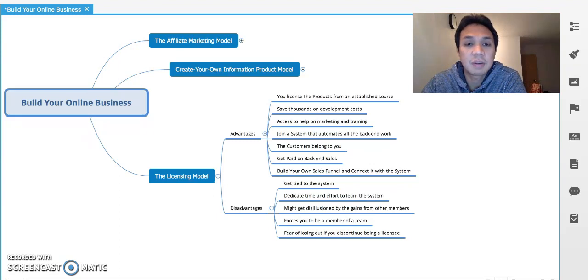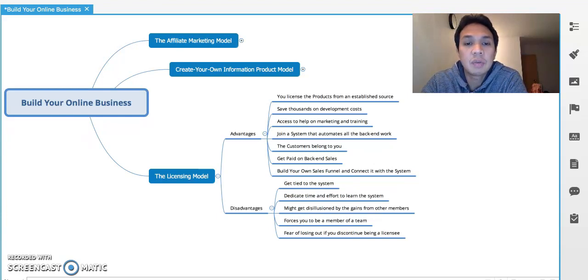Then next would be customers belong to you. Again, this is very similar, because you are just integrating with their system, so the customers still belong to you, and you get paid on back-end sales. What do back-end sales mean? It means that you're not just selling one product, but a series of products. That's what you're really licensing. When you join a system, normally it can be upwards of 3 to 5 products. It depends on what you're trying to sell.